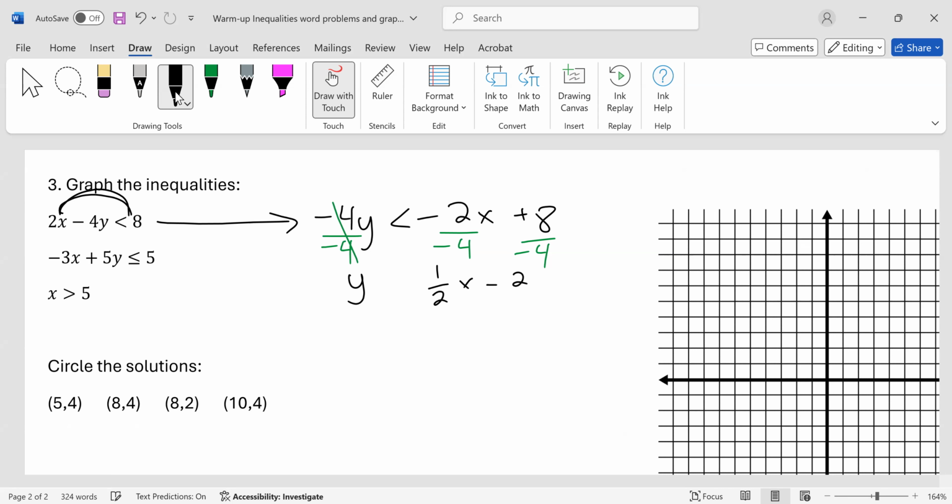What happens to my symbol? Why do I flip it? Yep, I just divided by a negative 4. So we divided by a negative, we have to flip it. All right, so guys, you know how to graph this. Go ahead and graph that on your graph.